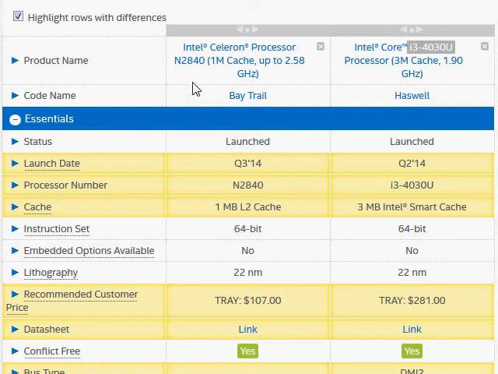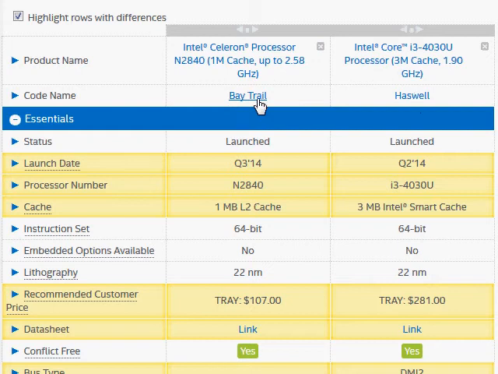In this video, I'm gonna compare Intel's Celeron N2840 with the Core i3-4030U. The two processors in question are from totally different architectures. The N2840 is from Bay Trail and the i3-4030U is a Haswell processor.